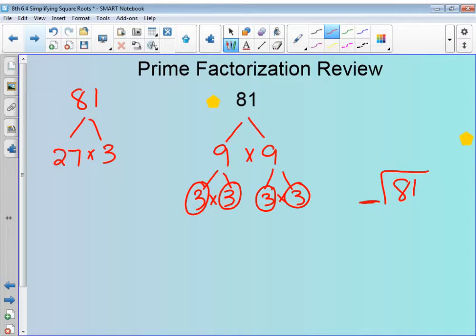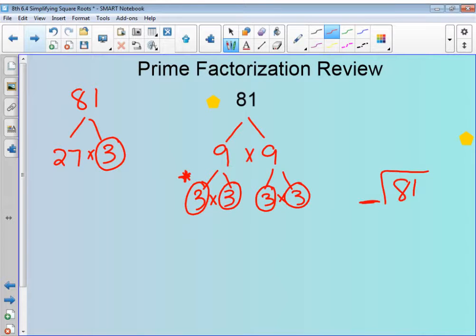Okay, I've got 3 to the power of 4 would be the prime factorization of 81, or I could write it out as 3 times 3 times 3 times 3. We're going to be leaving it in this concept for the activity that we're going to do next in this lesson.